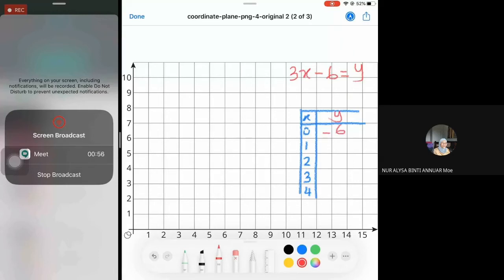When x equals 1, y is negative 3. Kalau ambil negative, tak muat pula kat sini. When x is 2, y is 0. When x is 3, y is 3. When x is 4, y is 6. When x is 5, y is berapa? Gantikan. 9. When x is 6, y is 12.